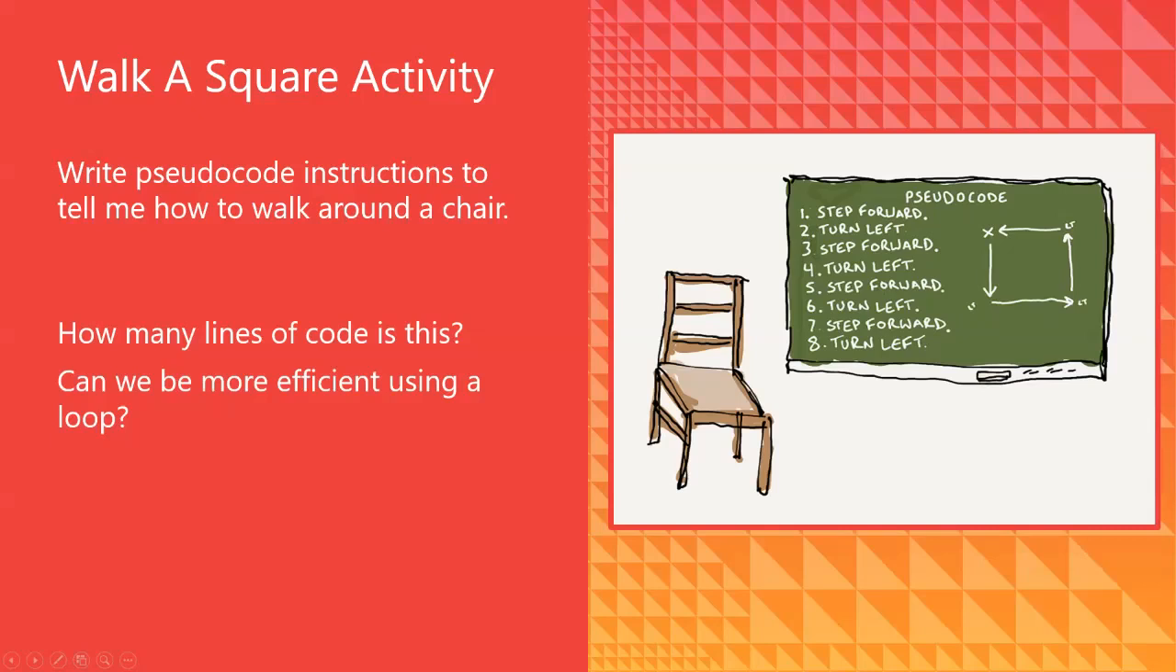Step forward, turn left. So a loop allows us to make this set of instructions more efficient. Instead of having 8 lines of code, we could simply have 3, where we say repeat 4 times: step forward, turn left. Now in 3 lines of code, we can do what these 8 lines of code do. And that shows the value of iteration and loops. It allows you to condense your code so you don't need as many lines of code, and yet you can still do really complex things.